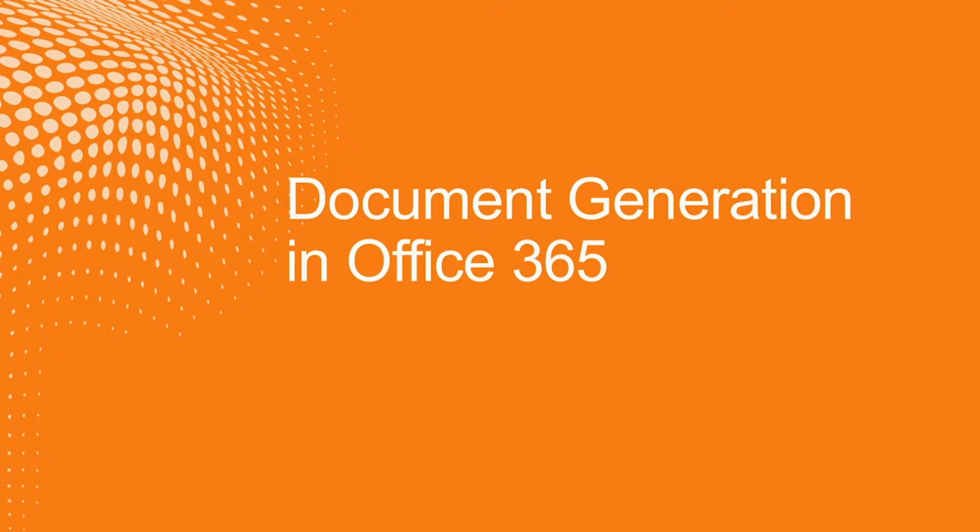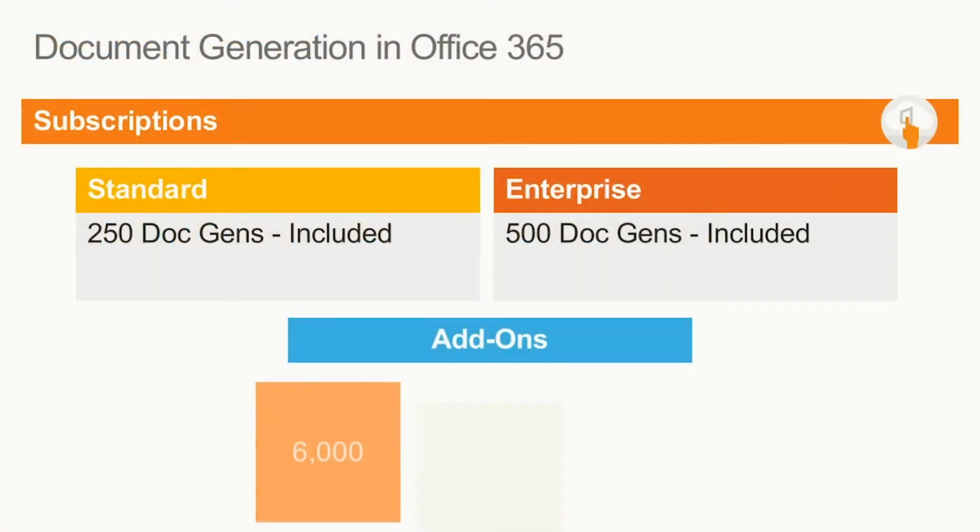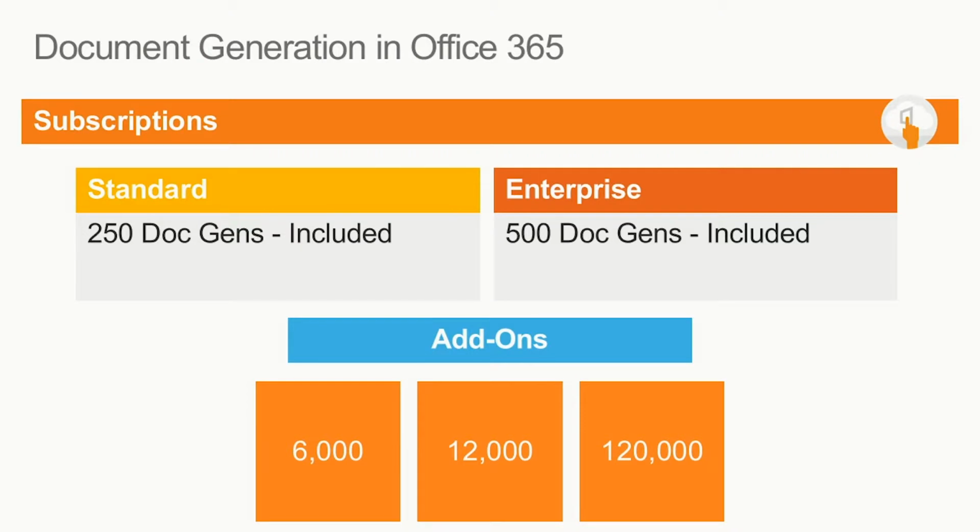So when we start looking at actual document generation inside of Office 365, where are we starting and what are we starting to work with? The first thing we need to ask ourselves is what kind of subscriptions are we based on? Out of the chute, if you're on Standard, you basically get 250 document generations per your year cycle. Enterprise has 500.